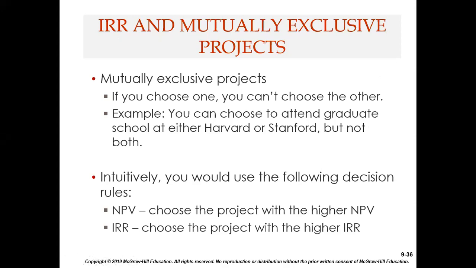Now, what if there are mutually exclusive projects? So if you choose one, you can't choose the other. So you can choose to attend graduate school at either Harvard or Stanford, but not both. So when you have that kind of decision, you would normally use the following decision rules. If net present value, choose the project with the higher net present value. If you're using internal rate of return, choose the project with the higher internal rate of return.